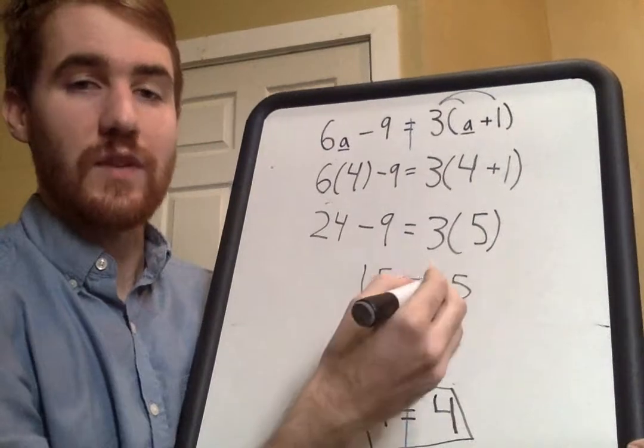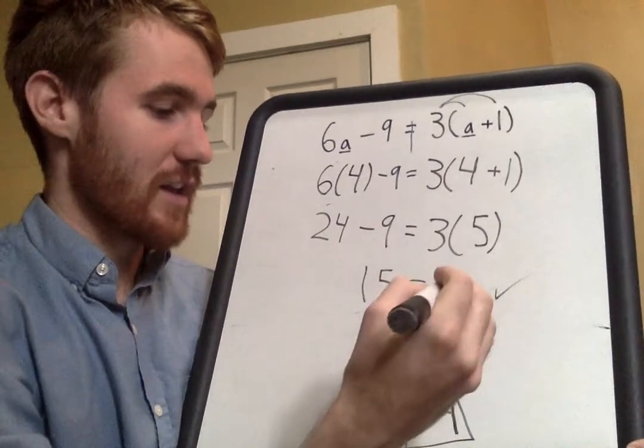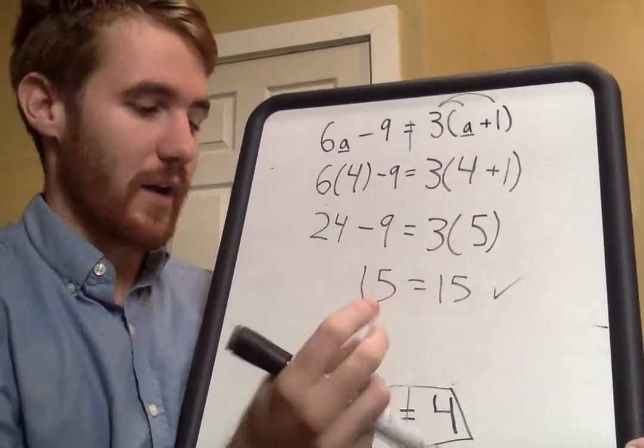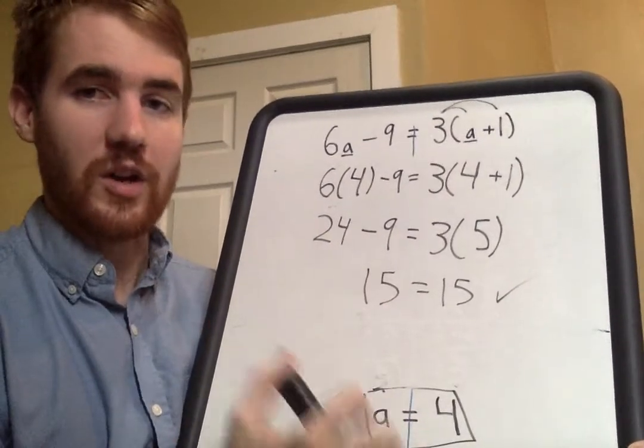So 15 equals 15. That means we know we did this correctly because both sides are equal, which is what we wanted. So that means a equals 4. We are correct. Great job.